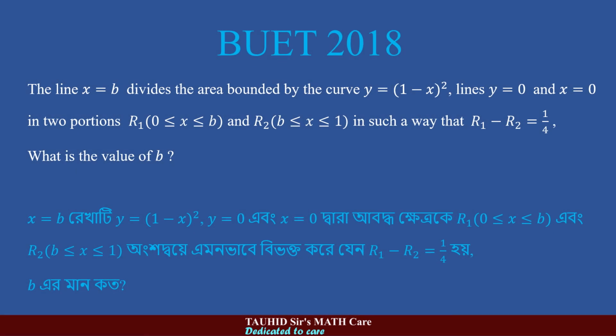The line x equal to b divides the area bounded by y equal to (1 minus x) whole square, y equal to 0 and x equal to 0 in two portions r1 and r2 in such a way that r1 minus r2 equal to 1 by 4. What is the value of b?